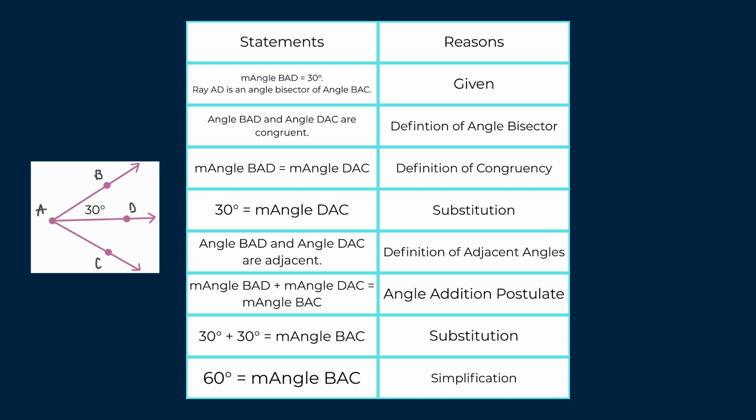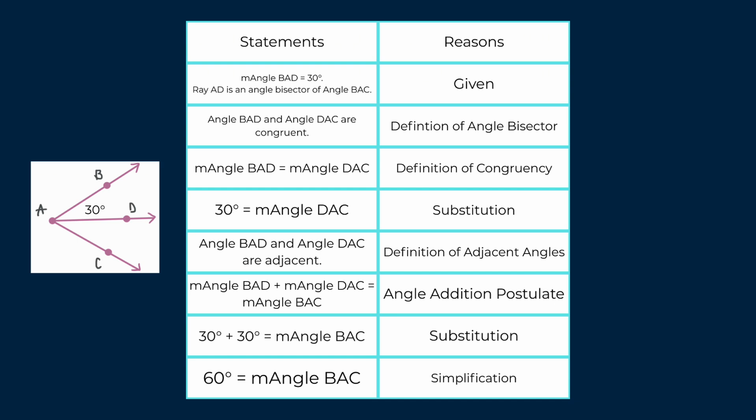And maybe you even figured this out earlier, but it would also be the same if you substituted the measure of angle BAD for the measure of angle DAC. Since they are both equal to each other, you can substitute one for the other, meaning that you can do 2 times the measure of angle BAD or 2 times the measure of angle DAC, which would be 2 times 30 degrees, which would also be 60 degrees, which is the measure of angle BAC.